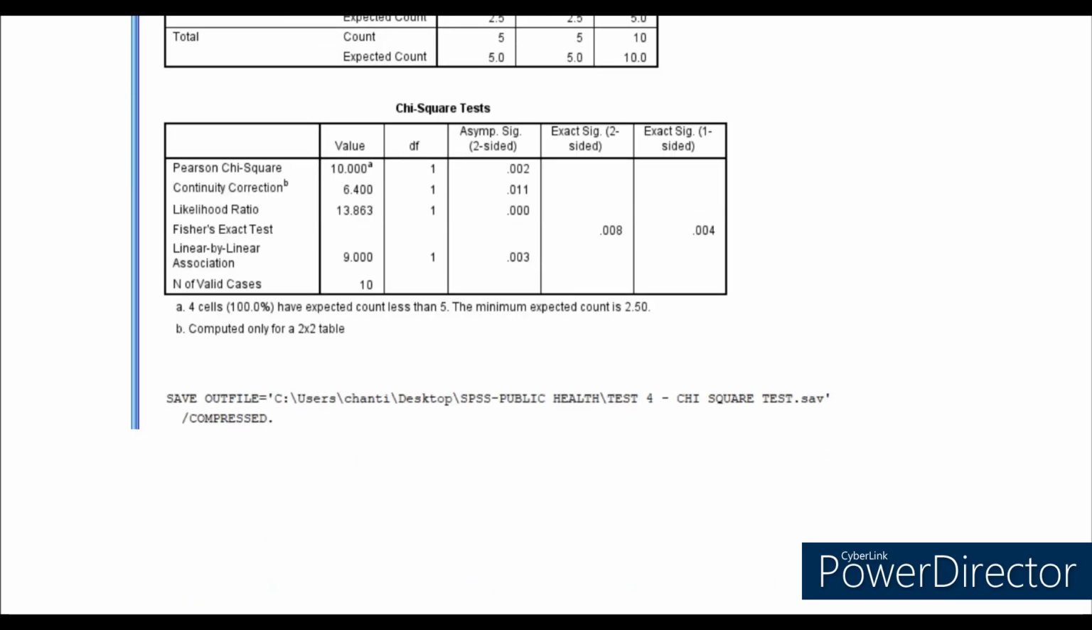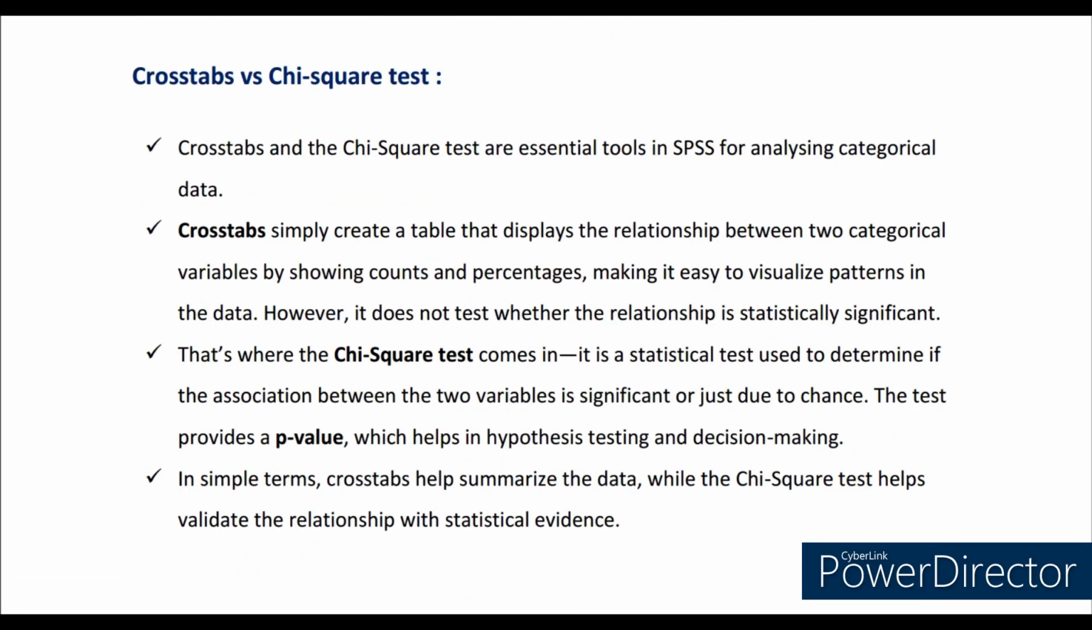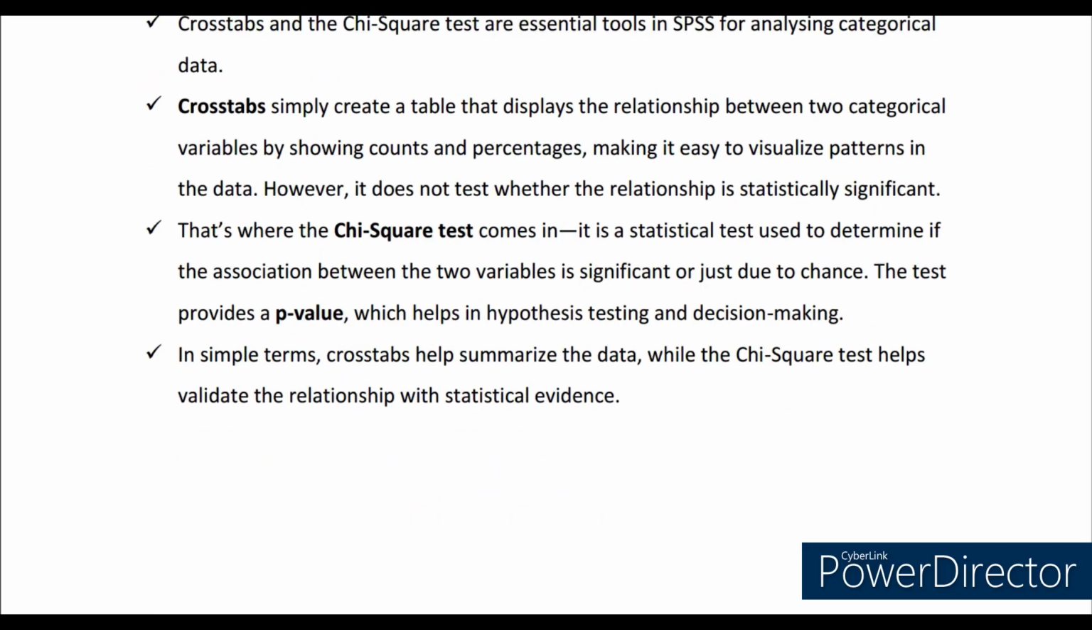So let me explain the difference between cross tabs and the chi-square test. Cross tabs simply create a table that displays the relationship between categorical variables. So it shows the counts and percentages. Whereas chi-square test is a statistical test which is used to determine if the association between the two variables is significant or just due to chance. So this test provides a p-value. So based on p-value, if it is less than 0.05, we conclude that it's statistically significant. So in simple terms, cross tabs help to summarize the data, while the chi-square test helps us to validate the relationship with the statistical evidence.